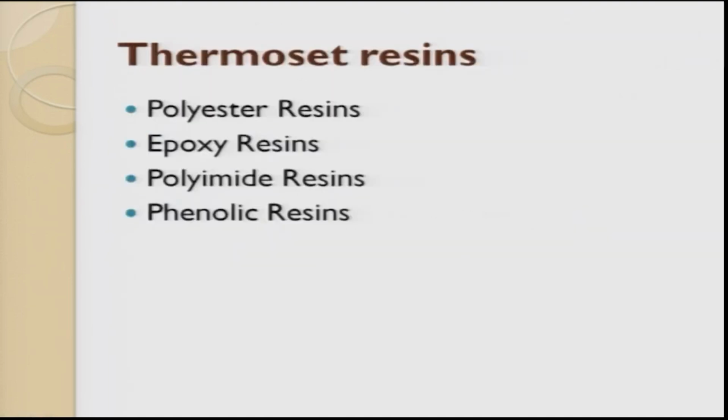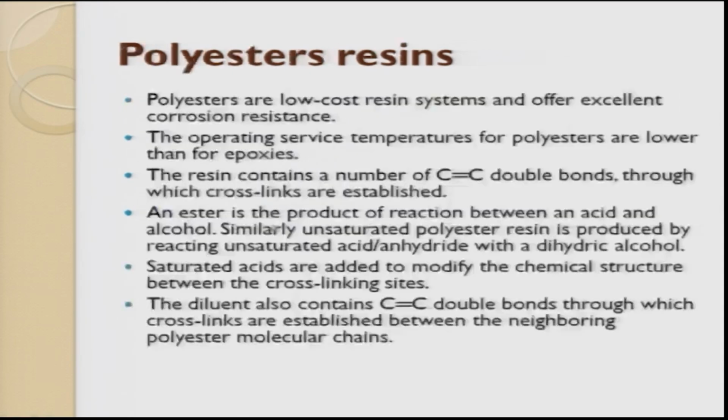Now let us see the different polymers, the different thermoset resins, and then some of their properties so that you will understand which one to choose for what application. Under thermoset resin, we have polyester resin, epoxy resin, polyimide resin, and phenolic resin. The most common resin is polyester resin because it is very inexpensive, very economical.